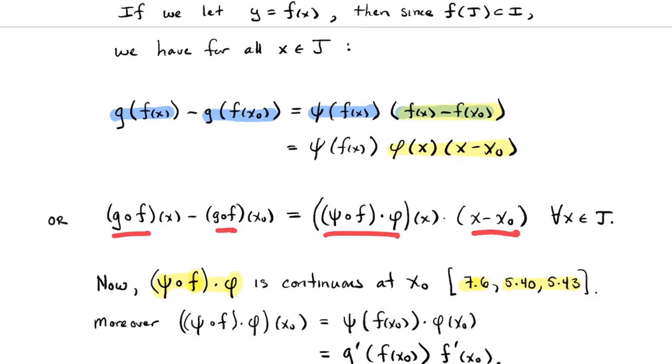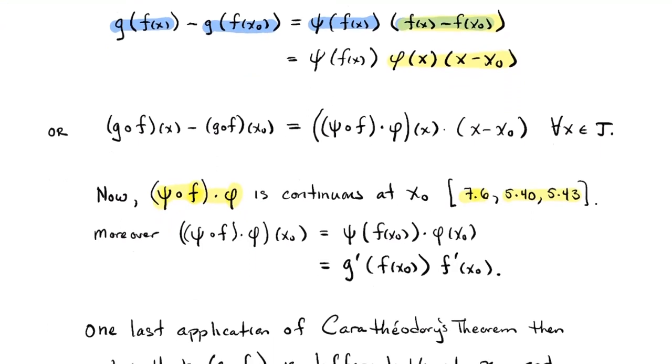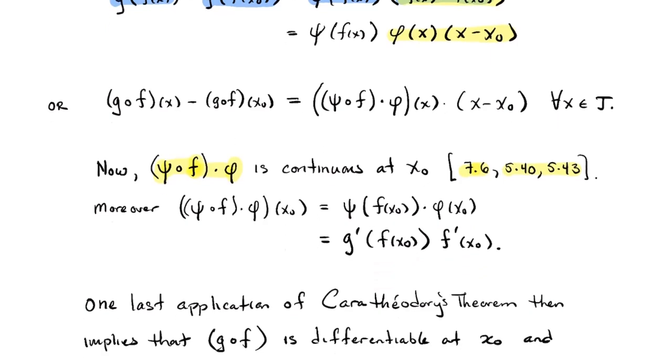So one more thing I need to check, and then I can use Theodore in the other way. I have to check that this continuous function's value at x naught is equal to this formula that I want to write, okay? So if I evaluate that continuous function, psi composed with f times phi at x naught, just plugging in, I get psi of f of x naught times phi, but we already wrote above that psi of f of x naught is g prime, phi of x naught is f prime. So it's my third and final application of the Theodore's theorem. It's the third time I'm using it, but I'm using it in the other direction now.